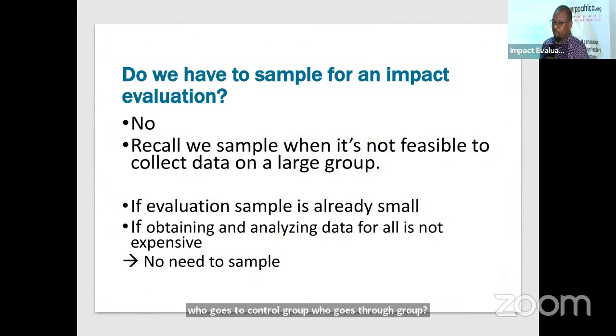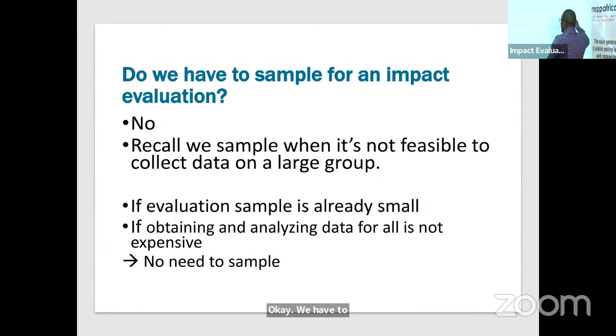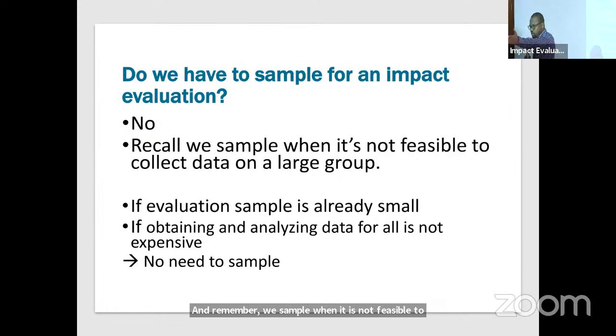Okay. Do we have to sample for an impact evaluation? I've answered this. The answer is not necessarily. And remember, we sample when it is not feasible to collect data on a larger group, right? For the reasons that you said, it could be costly.